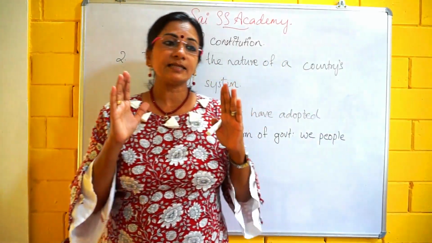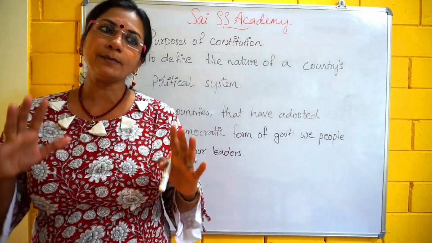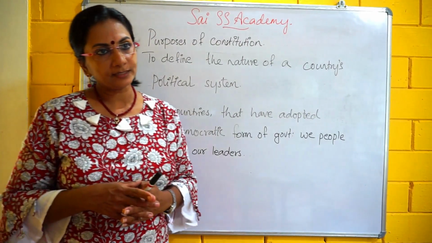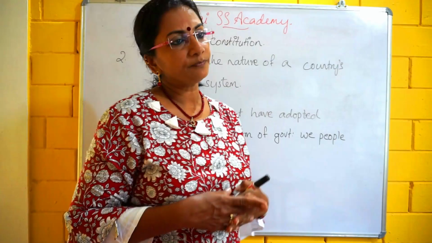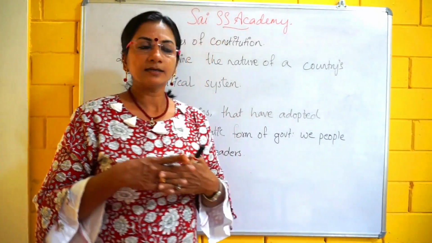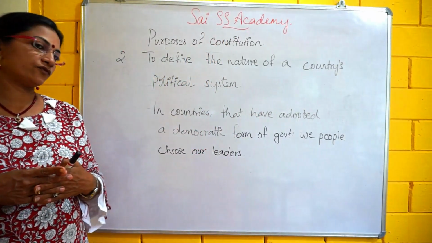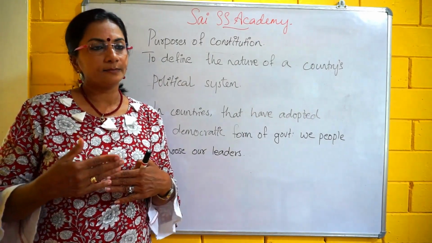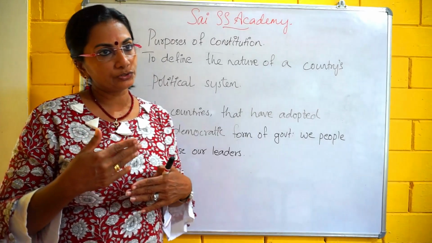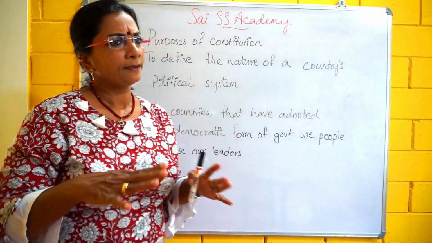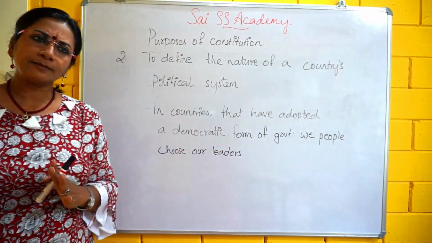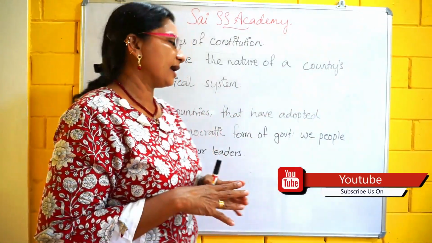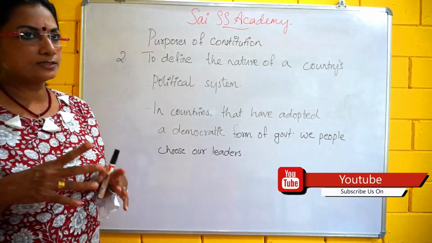The constitution guarantees the right to equality to all persons. No citizen can be discriminated against on the grounds of religion, race, caste, gender and place of birth. That means the constitution will not allow discrimination on these grounds. That is also a purpose.